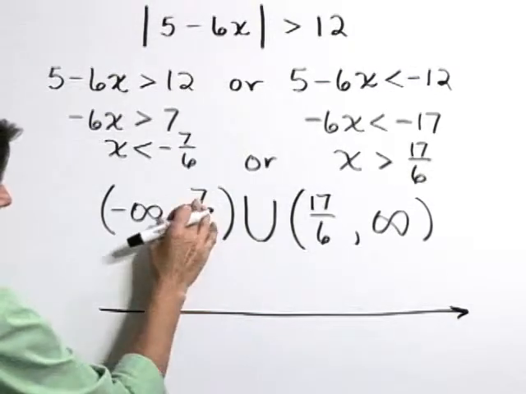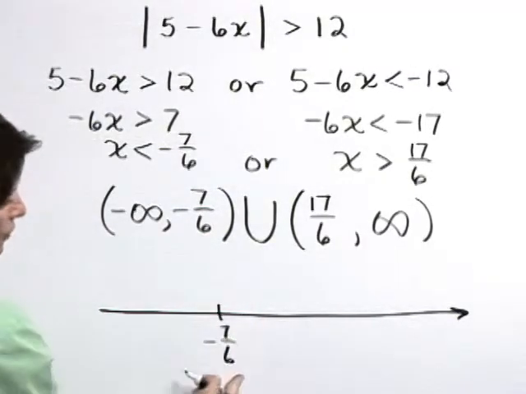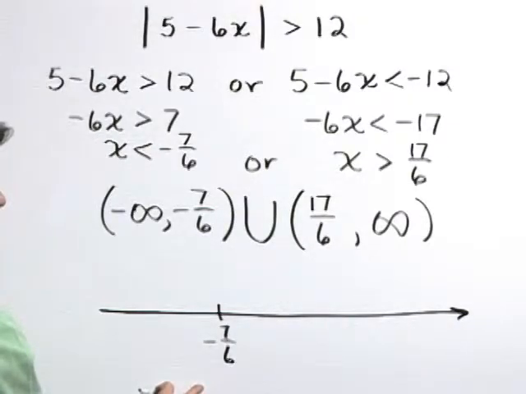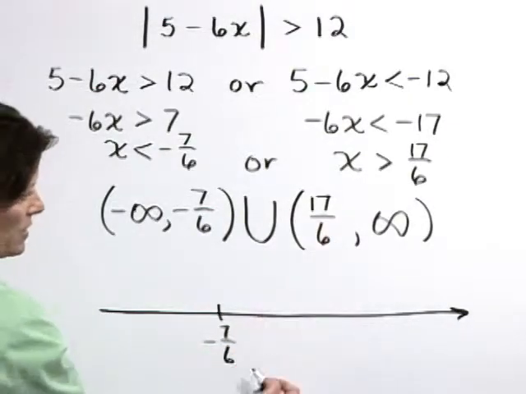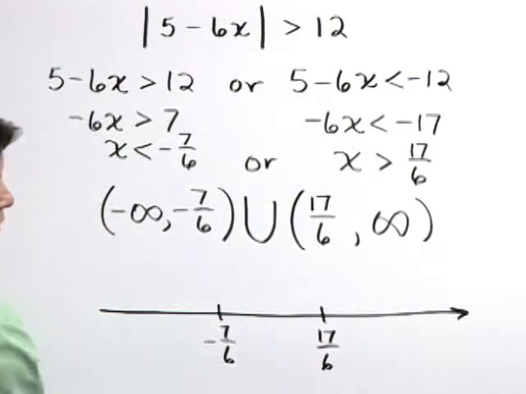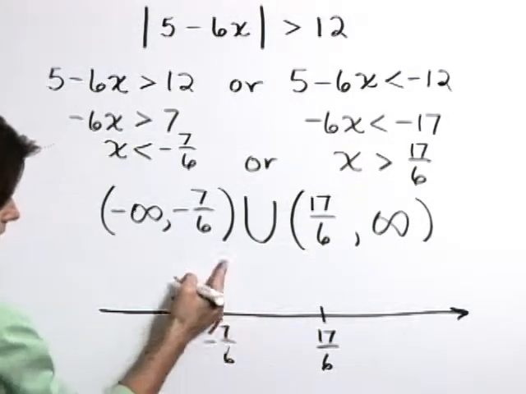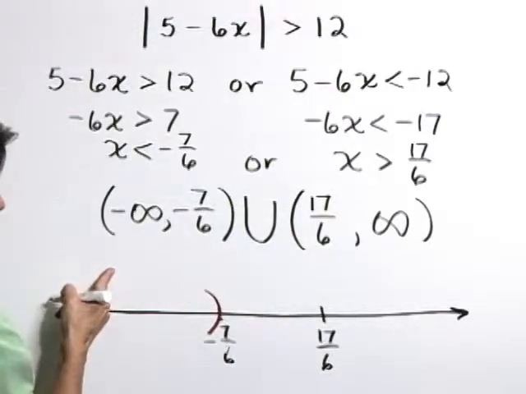I'm just going to locate negative 7/6. We know that's to the left of 0 on the number line. Positive 17/6, that would be to the right of 0 on the number line, and definitely to the right of any negative number.